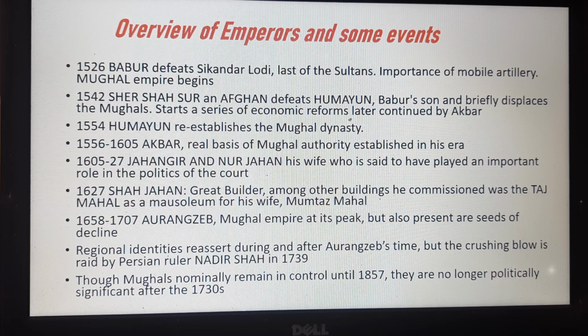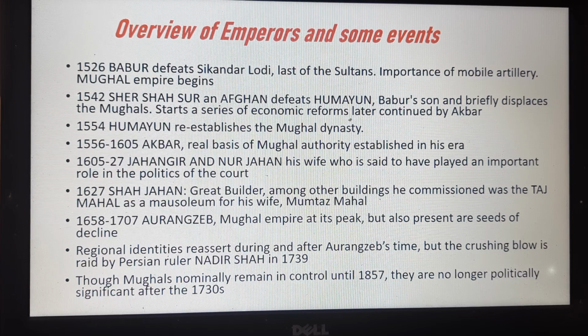In 1542, Sher Shah Suri, an Afghan, defeats Humayun, Babur's son, and briefly displaces the Mughals; he starts a series of economic reforms later continued by Akbar. So Sher Shah Suri's father was from Afghanistan, and they had a small state near Jaunpur, Uttar Pradesh. His father was a nobleman, and his son Sher Shah Suri ruled over a large area at that time. He defeated Humayun for a short span of time, and after that started a series of economic reforms later continued by Akbar.